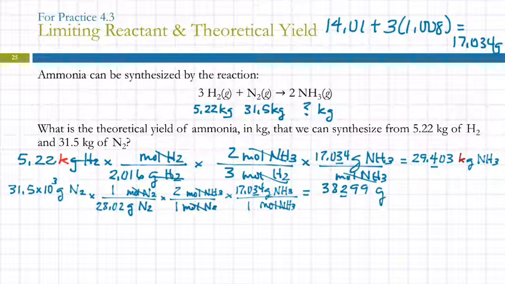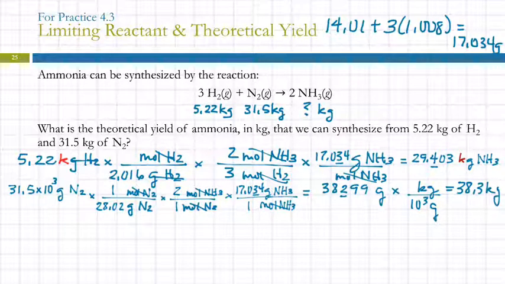And I'm ending up with this really big number. What else do I need to do? I need to convert back to kilograms. So I'm going to put 10 to the third grams in the denominator, kilograms on top. I've got the prefix on one side, I've got the 10 to the something on the other side. Don't put them together. They need to be on opposite sides. So this is going to be what, 38.3 grams? I'm sorry, kilograms. Any questions?